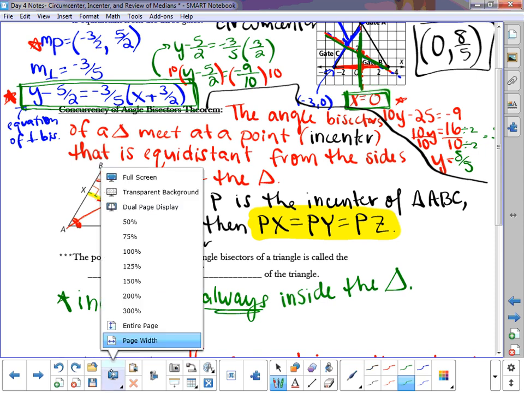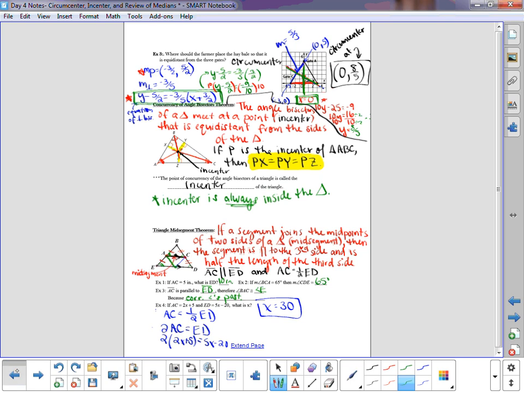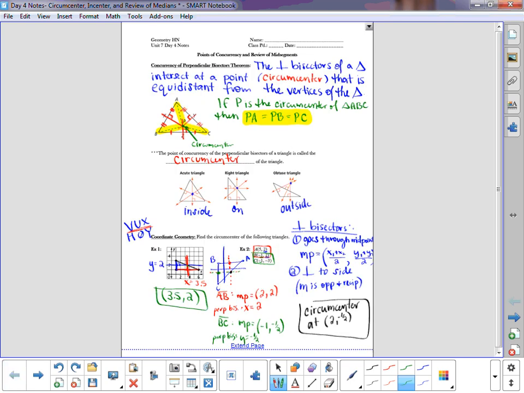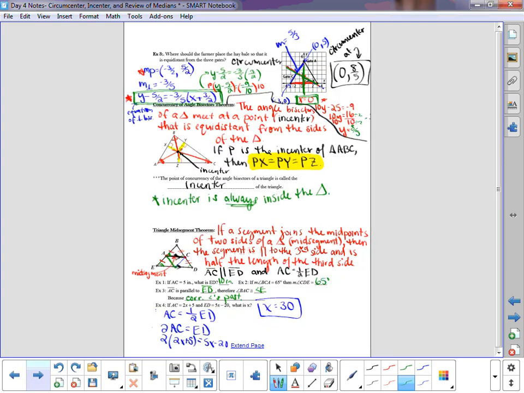Alright, so again, the two big concepts for today is that our perpendicular bisectors meet at the circumcenter, which is the same distance to each of the vertices. Our angle bisectors meet at the incenter, which is the same distance from the sides. Now, next class, we're going to learn about our medians meeting and our altitudes meeting, which means we're going to have a lot of new information coming our way.